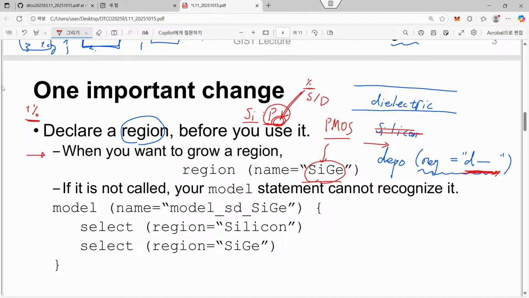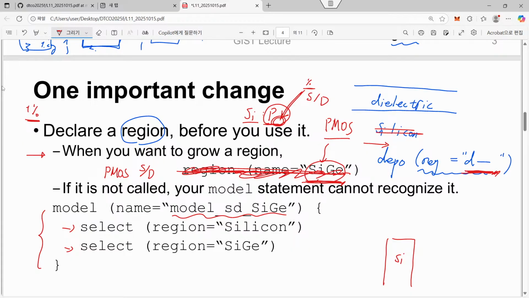Well, anyway, so now you can understand we are trying to make the PMOS source drain formation. Let's assume I have not assigned this one yet, and I call this model, and the model name is this one, and select, because I wanted to grow our silicon germanium region on top of our silicon fin. Starting from silicon, we wanted to make a certain diamond which is made of silicon germanium.